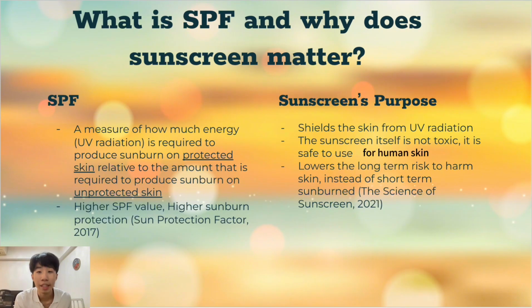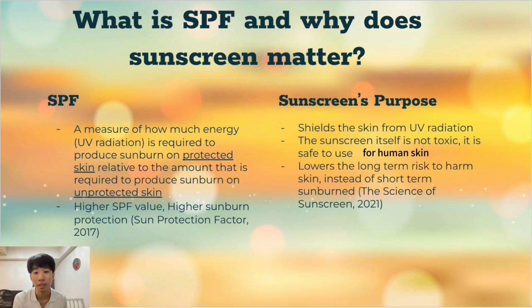Talking about UV radiation, the first thing that comes to mind is always sunscreen. And on sunscreen, there's always an SPF label. So what is that? Basically, SPF is a measure of how much energy is required to produce sunburn under protected skin relative to unprotected skin. This means that a higher SPF value is going to produce higher protection to our skin from being sunburned. So what is sunscreen's purpose? It basically shields the skin from UV radiation.